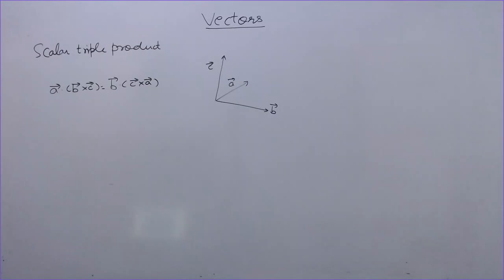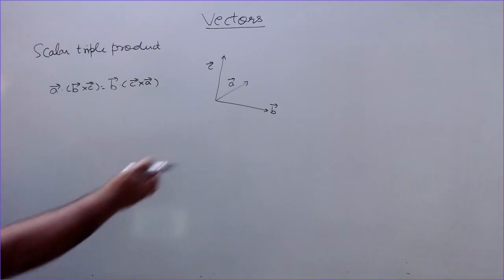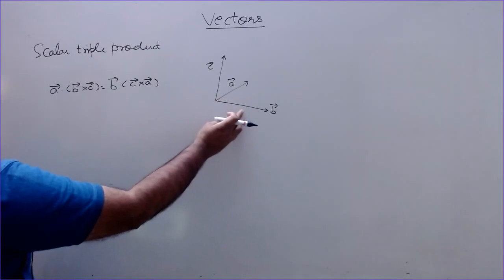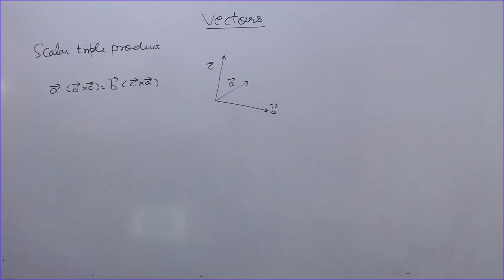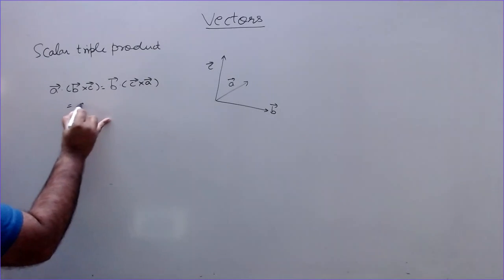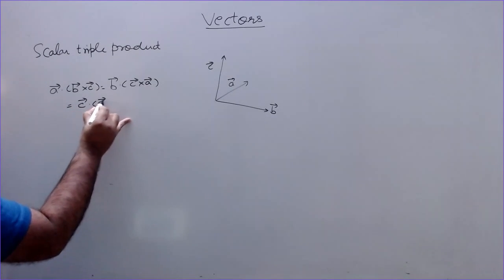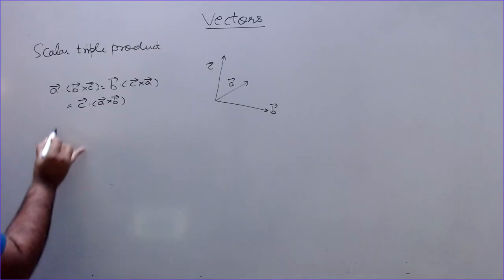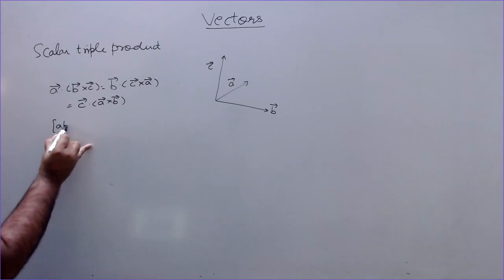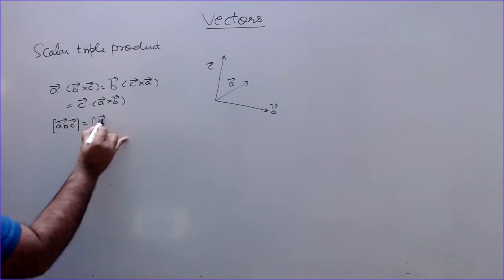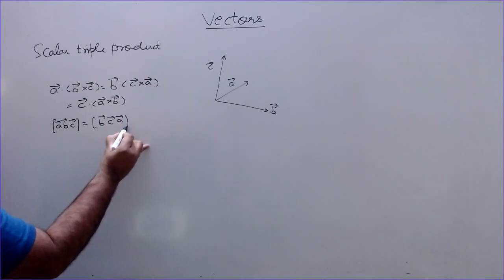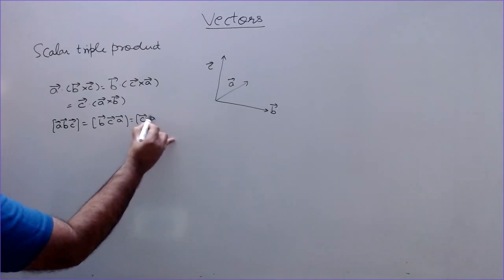means its dot product in the direction of A. So B cross C is perpendicular to both, you will be finding a vector perpendicular to B and C and take its dot product with A. And similarly this can also be written as equal to C dot A cross B. This can also be written as [A B C] equal to [B C A] equal to [C A B].